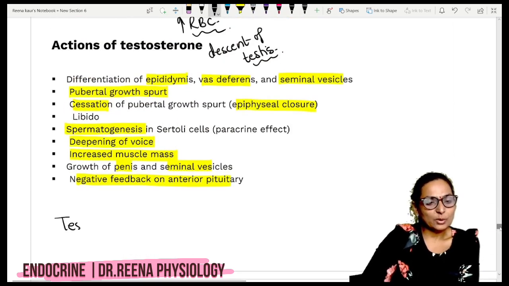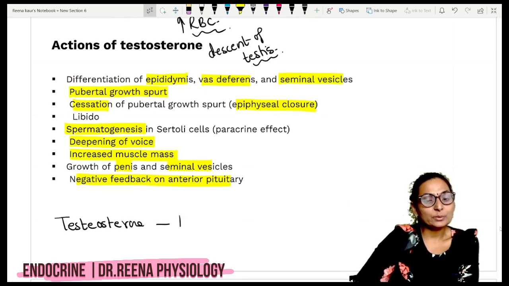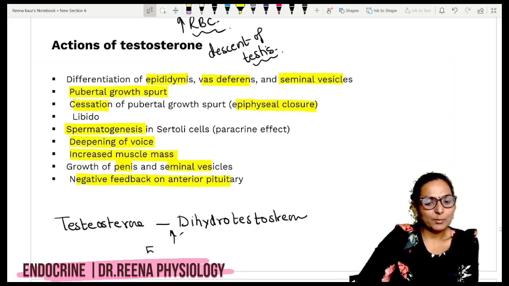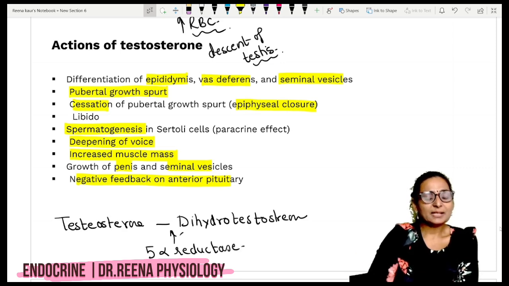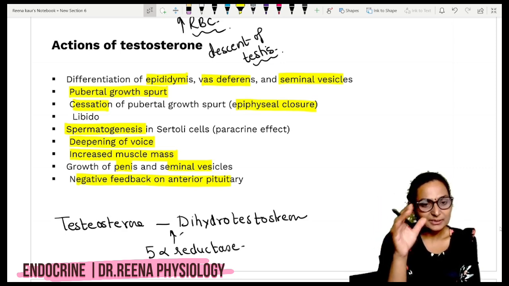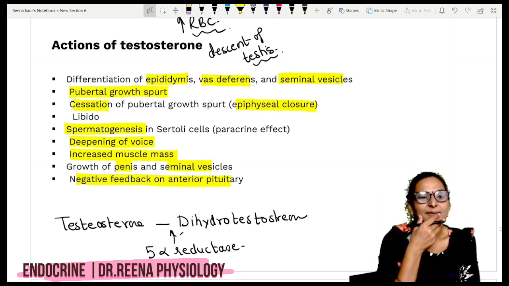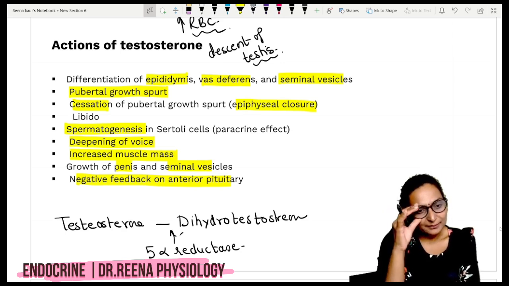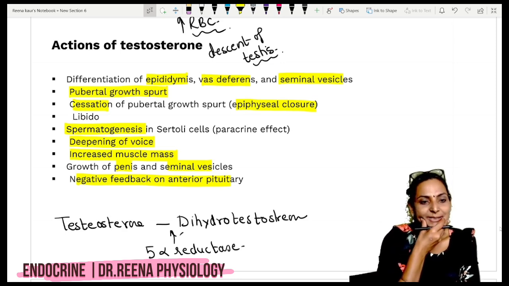A small amount of the testosterone is converted to dihydrotestosterone, with the help of the enzyme 5-alpha reductase. There are certain actions which are specific for dihydrotestosterone, right? So first complete this, then I will tell you. Descent of testis, RBC production, negative feedback, internal genitalia growth.